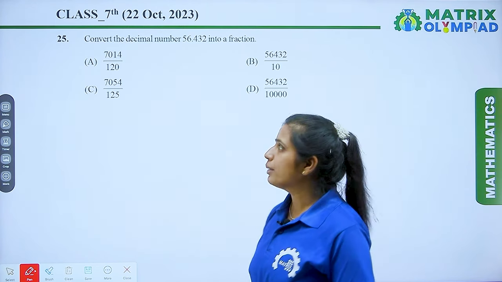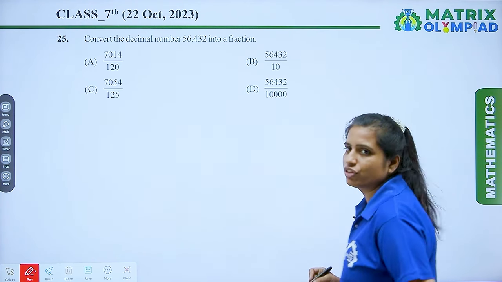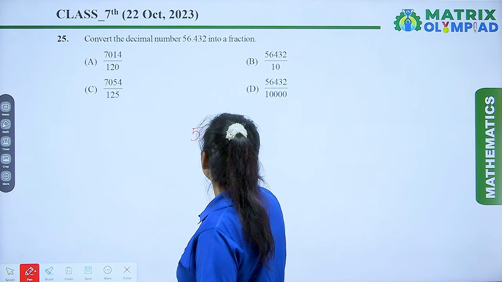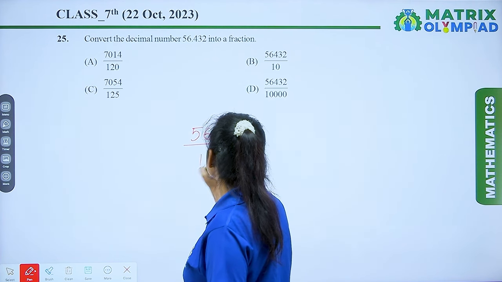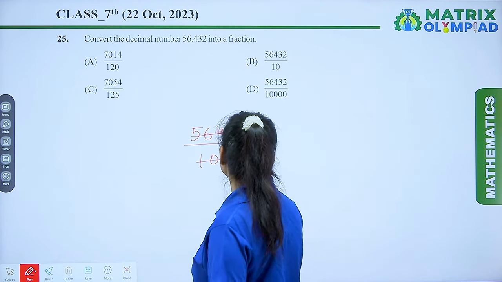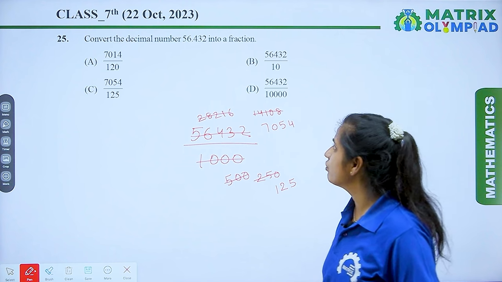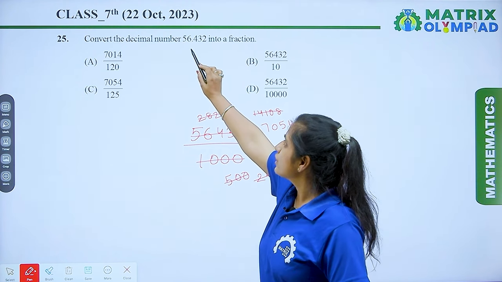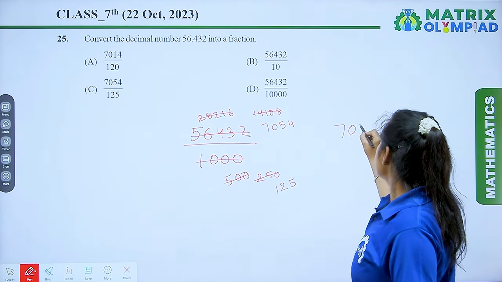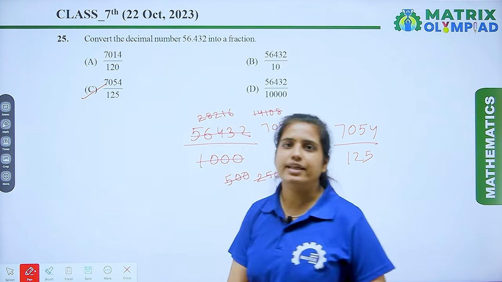Now the next is question number 25. Convert the decimal number 56.432 into a fraction. Now let's convert this decimal into a fraction. 56432 upon 1000. So let's simplify it. So here we get 7054 upon 125. So, after converting 56.432 into a fraction, we get 7054 upon 125. So, here option C is the correct answer.